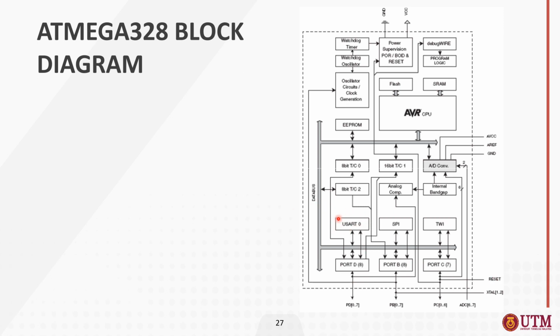USART is the basic serial interface that you use by using your USB. SPI is another type of interface, and TWI is also another type of interface. So all of these are being connected by using the data bus.